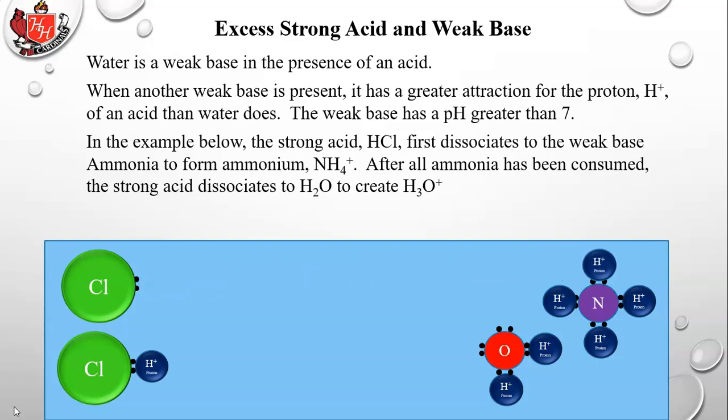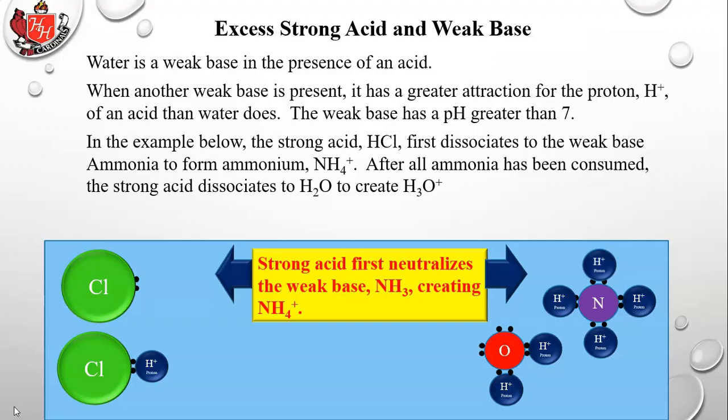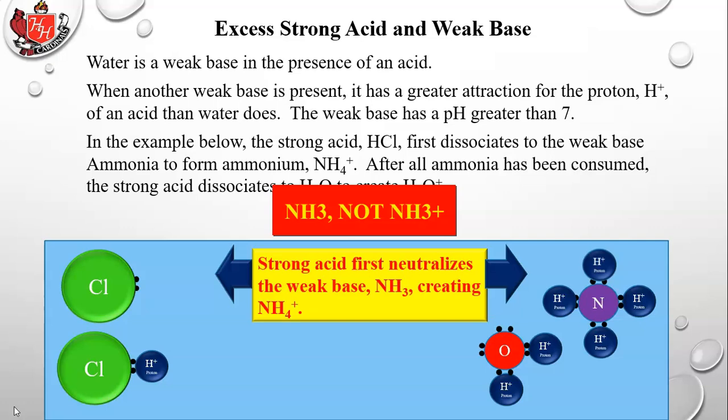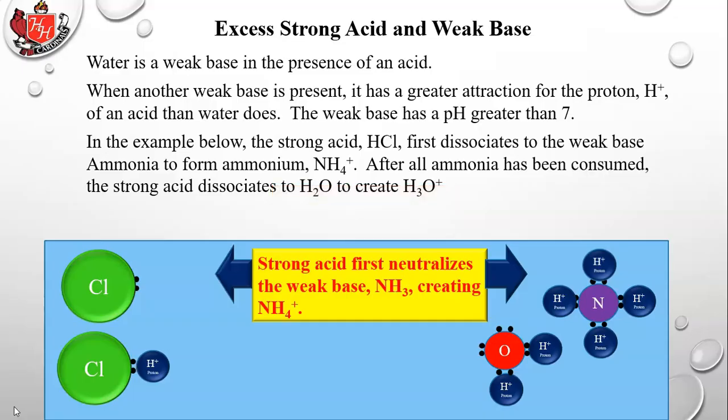So there goes the first proton. It wants to go to the ammonia, not to the water molecule. It therefore creates NH4 plus, that's the ammonium ion, and that's the conjugate acid of ammonia. Ammonia is a base, NH3, ammonium, NH4 plus, is the conjugate acid of the base ammonia. So the strong acid first neutralizes the weak base, NH3, creating NH4 plus. So now you have a weak acid in solution, a weak conjugate acid in solution.